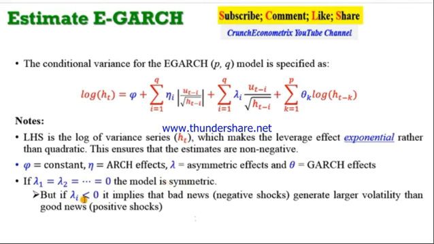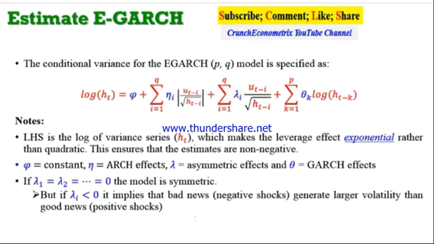But if lambda is negative, it implies that bad news, which are negative shocks, will generate larger volatility than good news, which are positive shocks. So look at this equation clearly. This is how you specify the EGARCH(p,q) model. Our main coefficient of concern is that lambda be negative to enforce the condition that negative shocks invoke greater volatility than positive shocks. So we are concerned about the outcome of lambda.